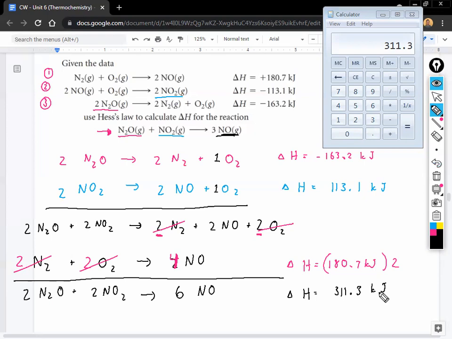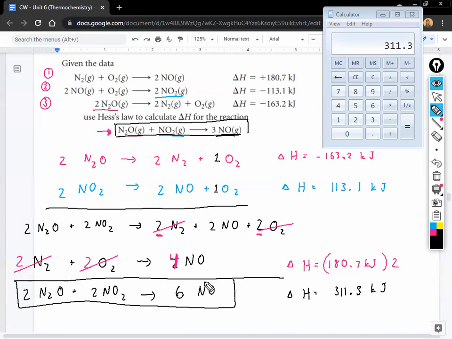All right, so far so good, guys? Okay. So what we want to do now is make sure this equation at the very bottom is the same as the equation right here. Now, if you look at it, it's not the same yet, right? What's wrong with it? Yeah, it's double the one that we're looking for, right? Because we only want 1 N2O, but we have 2. We only want 1 NO2, but we have 2. And we only want 3 NOs, but we have 6.